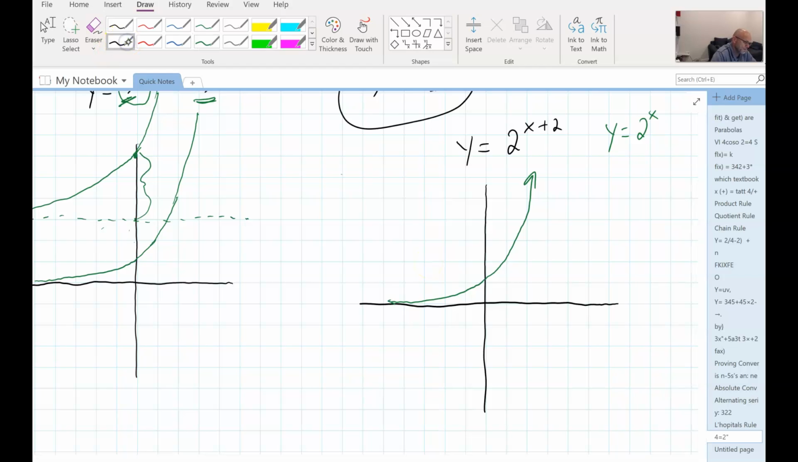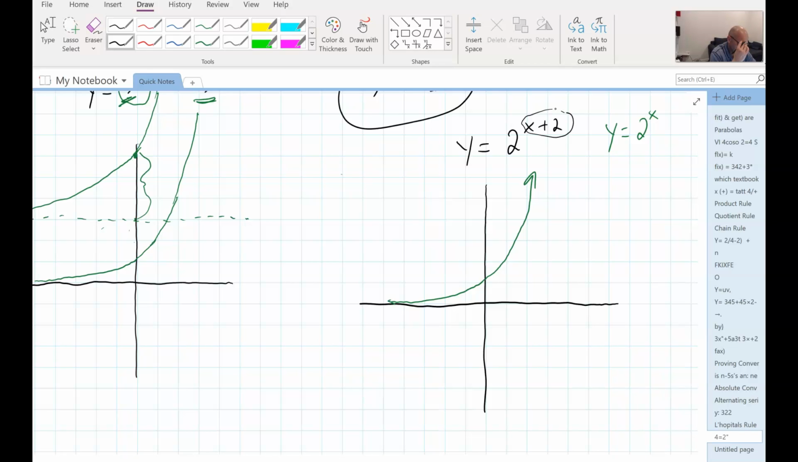Go back to black now. So if I was to graph the equation written in black, y equals 2 to the x plus 2, remember, adding 2 on the inside, because this is the inside because it's with x, adding 2 on the inside is going to move everything to the left 2.